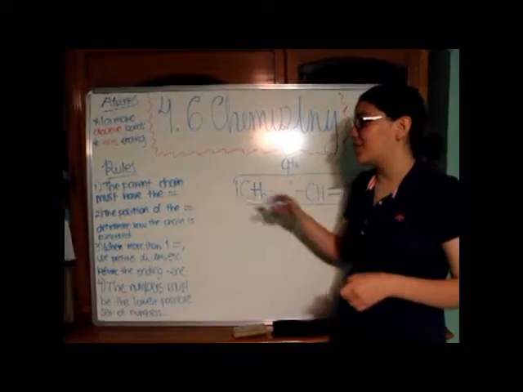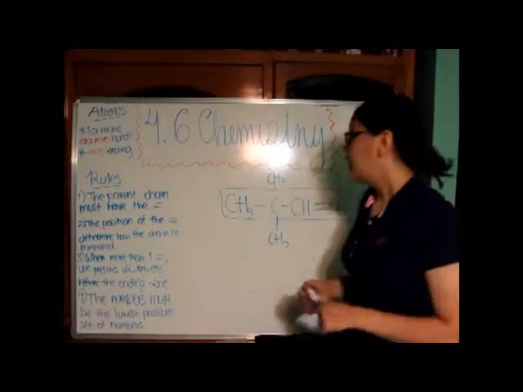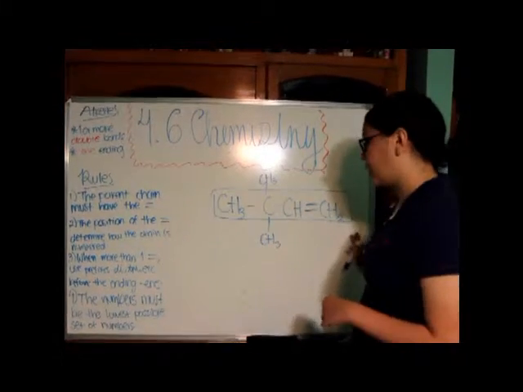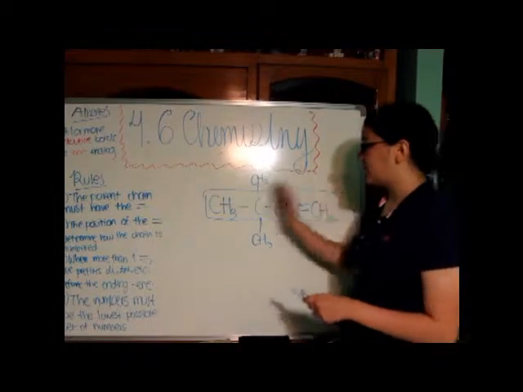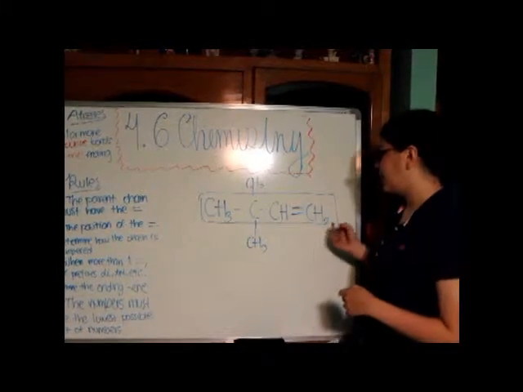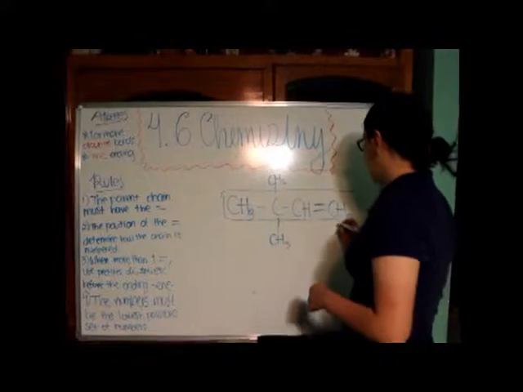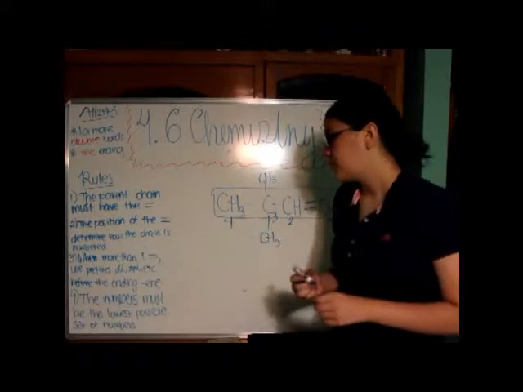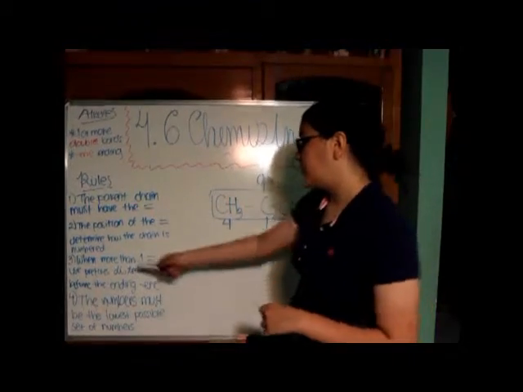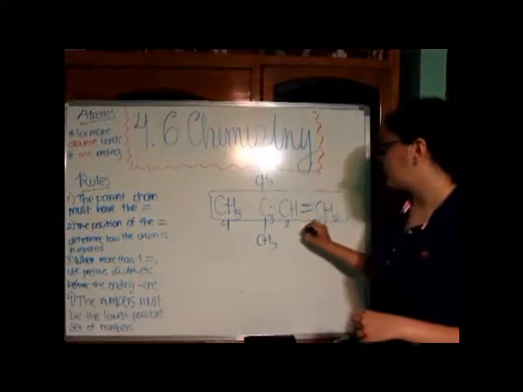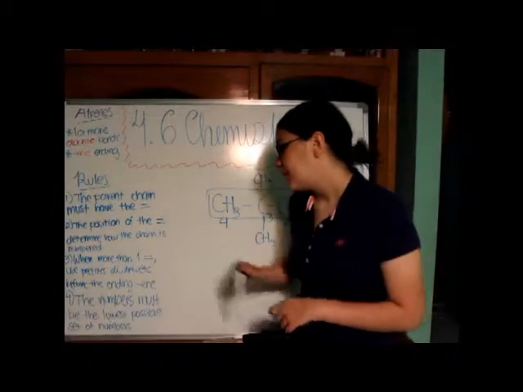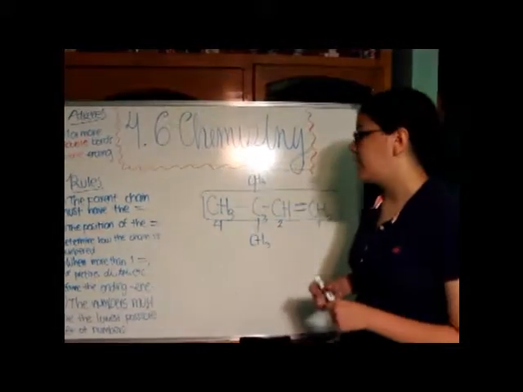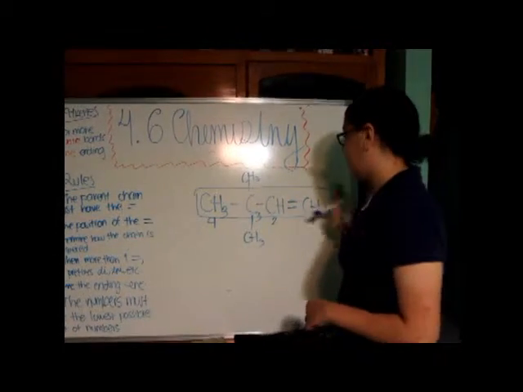Number 2, the position of the double bond determines how the chain is numbered. If we start from left to right, the double bond will be in number 4. But if we start from right to left, the bond will be number 1. So we will number it from right to left. 1, 2, 3, 4. Number 3, when more than one double bond. Because we only have one double bond, we will skip this step. Now, number 4, the numbers must be the lowest possible set of numbers. We already did that when we numbered from right to left.